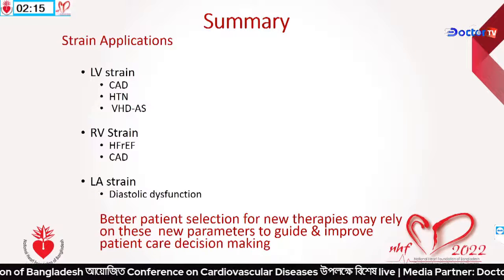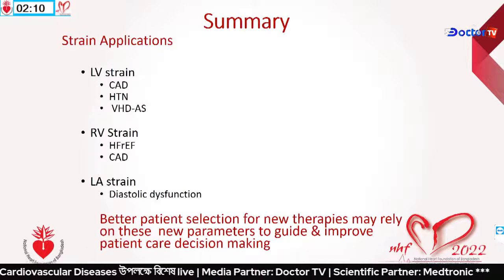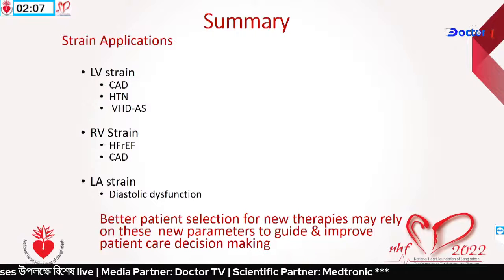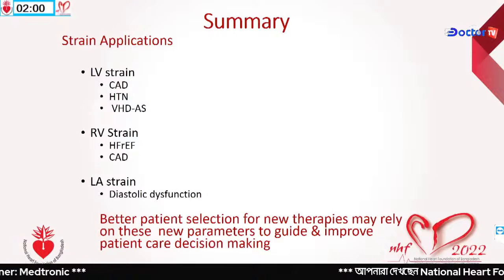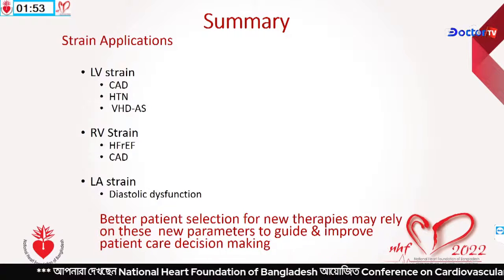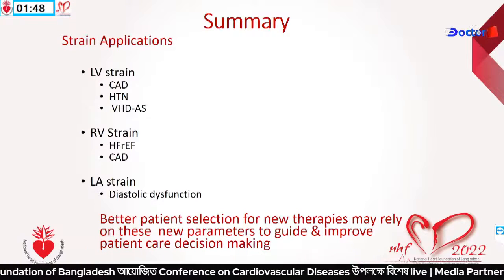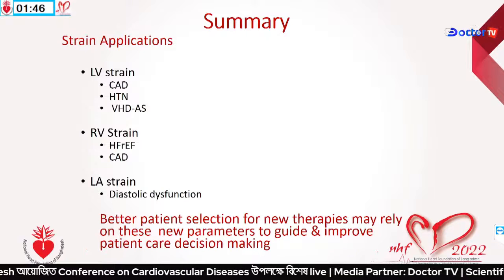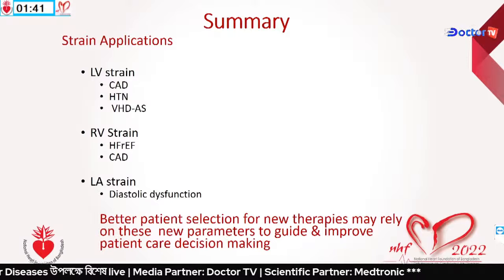We can conclude that LV strain is useful for identification of significant coronary artery disease, even in the absence of regional wall motion abnormality. They are helpful for the identification of subclinical systolic dysfunction in hypertensive patients and asymptomatic severe AS. RV strain is useful for the prediction of short-term outcome in patients with heart failure with reduced ejection fraction, and it may help in the identification of proximal RCA lesion. And LA strain is useful in the early diagnosis of diastolic dysfunction for the patients who are at risk of diastolic dysfunction.